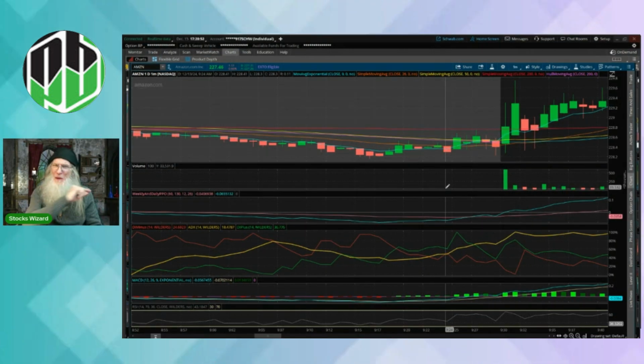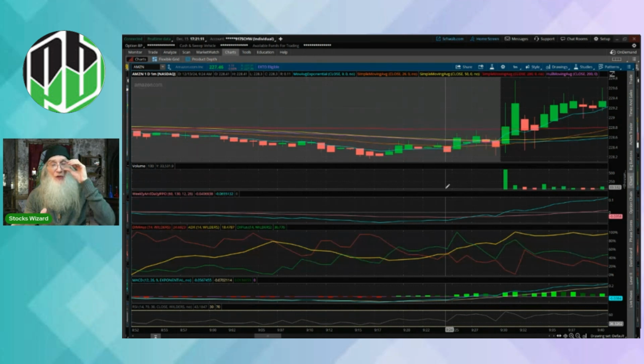Now, I got one more chart for you. This is a real one. We're over here at my free trading platform, Thinkorswim. We're looking at Amazon, ticker AMZN, but it really doesn't matter what stock it is. We're not even going to concern ourselves with the prices. All we're looking at is the chart relative to the ADX.